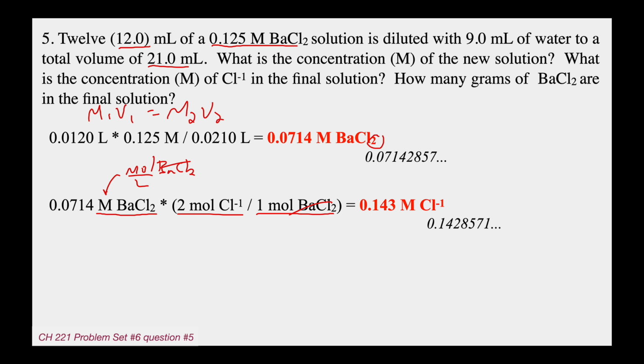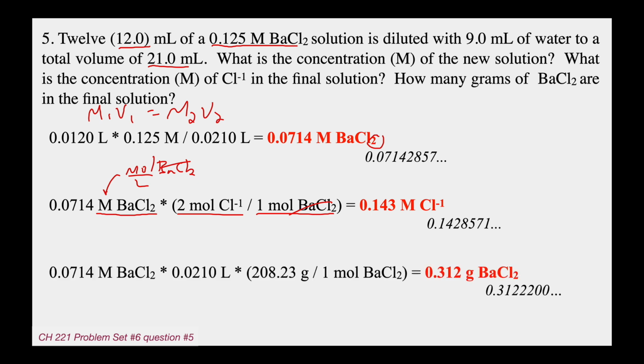Now it says how many grams of barium chloride are in the final solution. And this is where there's going to be more than one way to do it. In this example, I took the diluted solution, 0.0714 moles per liter, and I first got rid of the volume. At 21 milliliters, that would be 0.0210 liters. I have to use liters here because I want to get moles of barium chloride by itself. I'm doing that because a mole of barium chloride off the periodic table is 208.23 grams. So this answer comes out to be 0.312 grams barium chloride.